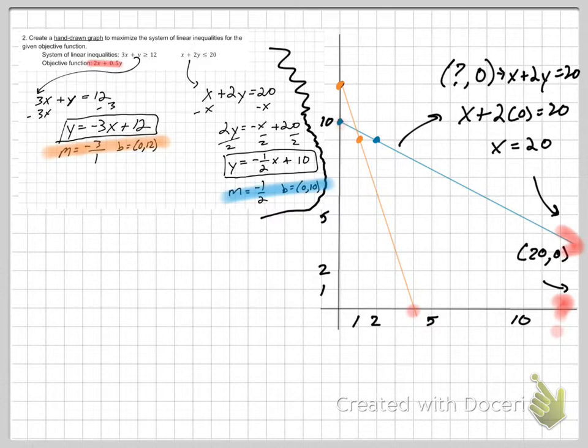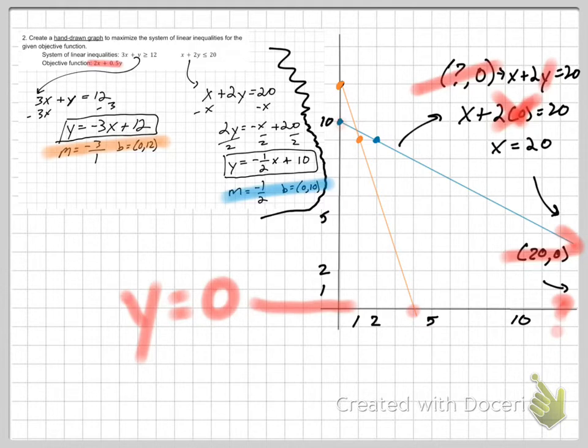And so I don't know where it hits the x-axis. Best way to figure out where it hits the x-axis is to plug in the point where y is equal to 0, because we know all along here, y equals 0. So I make y equals 0. That goes away, and I'm left with x equals 20. So my point is 20, 0. I know it's going to hit the x-axis at 20.